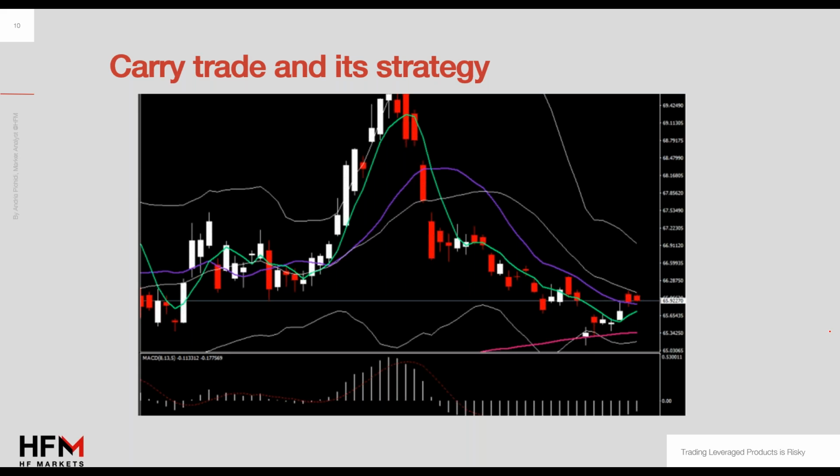So here I have again the Russian currency against the US dollar. Okay. Basically, that's another example for the short term, however, for intraday traders.